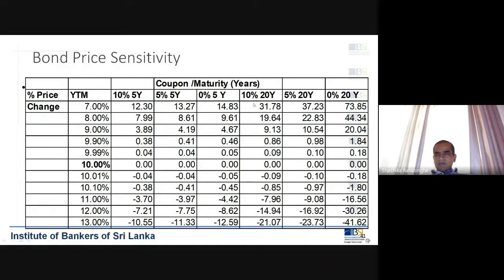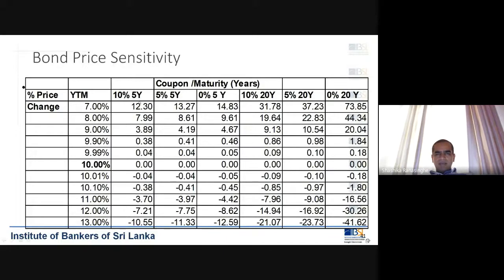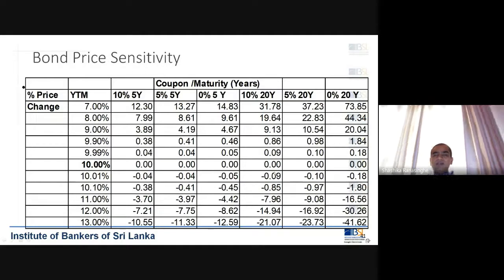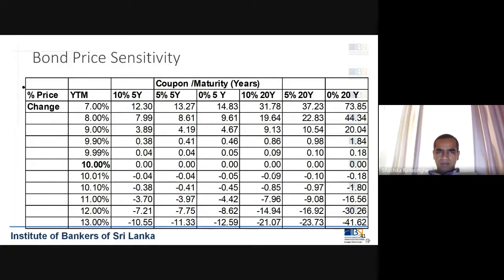Then let's take the tenor, the maturity. Let's take the 5-year maturity and the 20-year maturity, 10% coupon. When interest rates drop by 1%, the 5-year maturity increases by 3.89%, whereas the 20-year maturity increases by 9.13%. So which one is more sensitive? The 5-year or the 20-year?